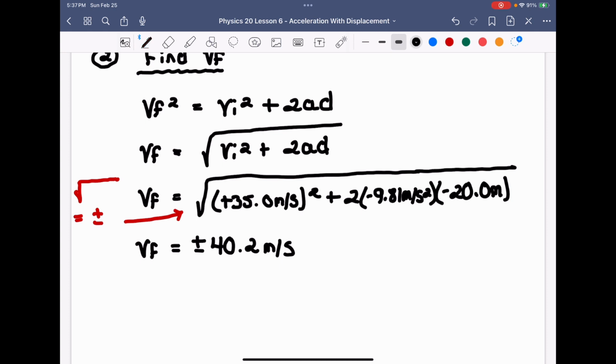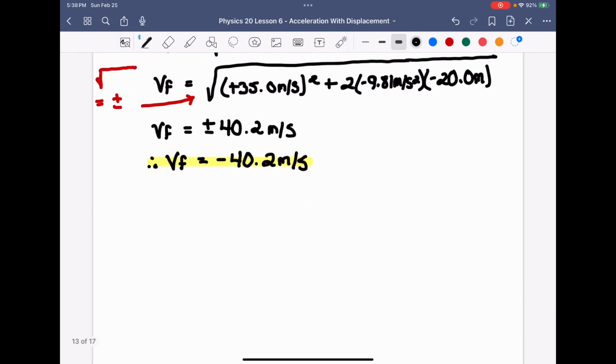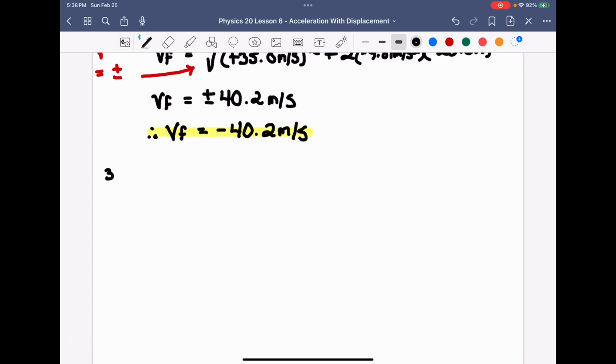What direction was this final velocity heading in? The final velocity was heading downwards in the negative direction. So our answer must be the negative one, not the positive one. This is that final velocity we actually really want. Now, in this equation, this isn't actually what we're solving for in the problem. We are just solving for final velocity to avoid using the quadratic formula. Now that we have this, let's find t. Step number 3 is going to be finding t now that we have VF. So find t.